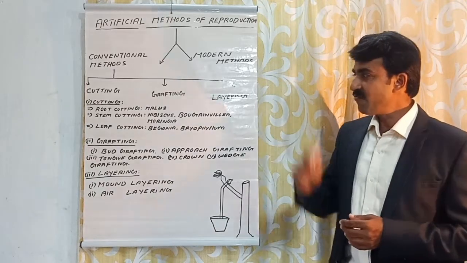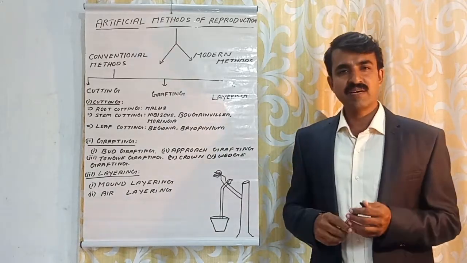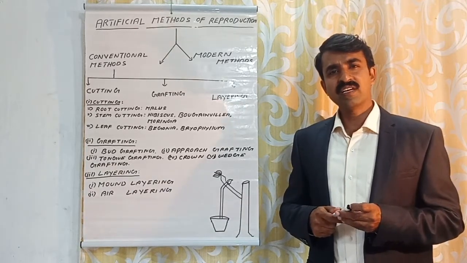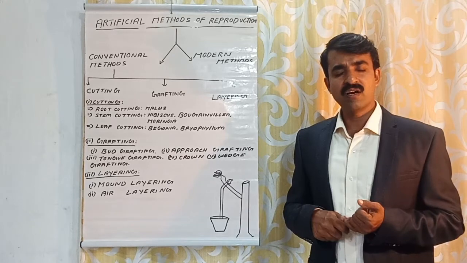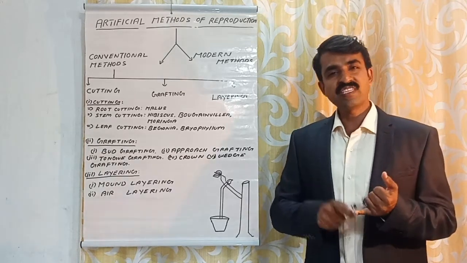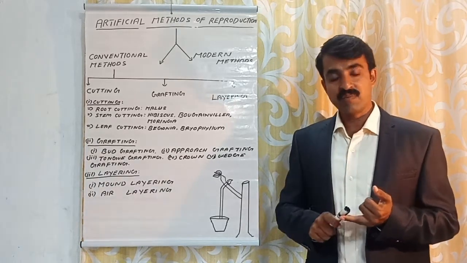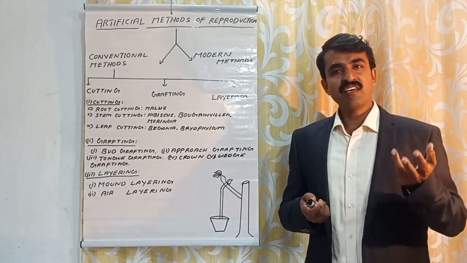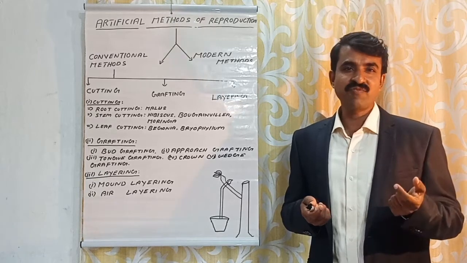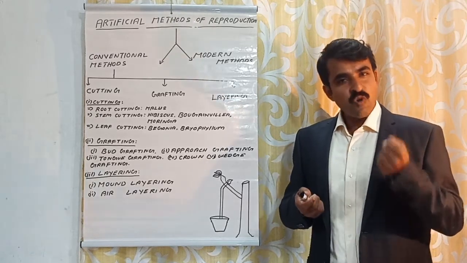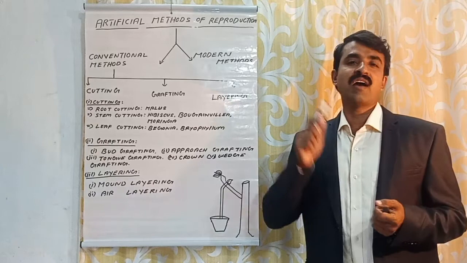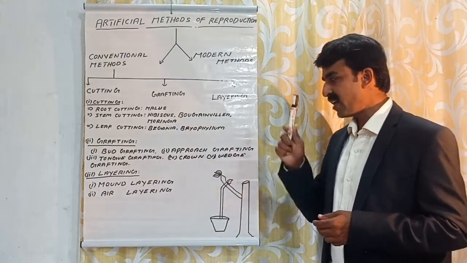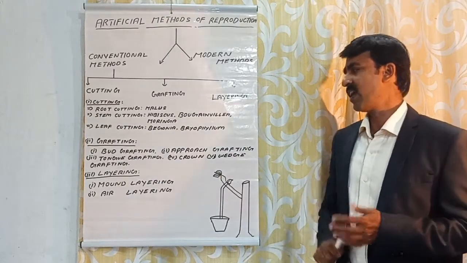Again, this bud grafting is divided into various types. As I told you, there are various types of bud grafting. One I told you is the T or shield. The other one is the chip. Beyond that, there are patch grafting, micro grafting, eye grafting, flute grafting, forked grafting, ring or annular grafting.